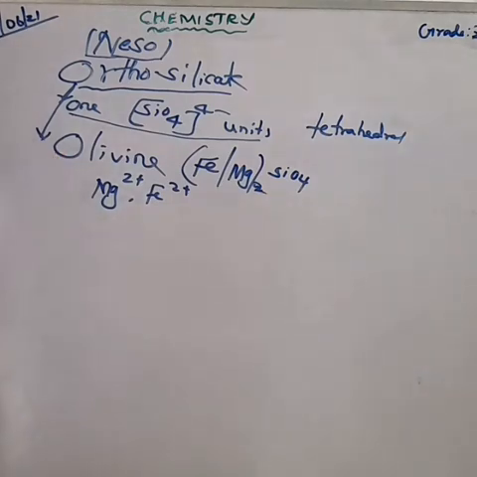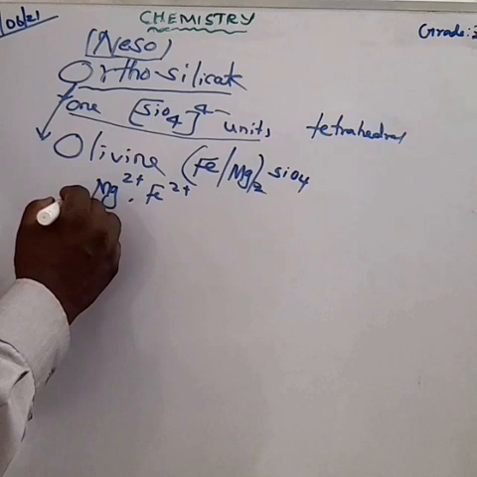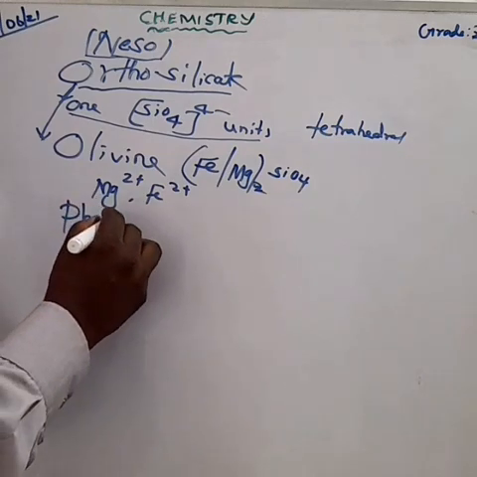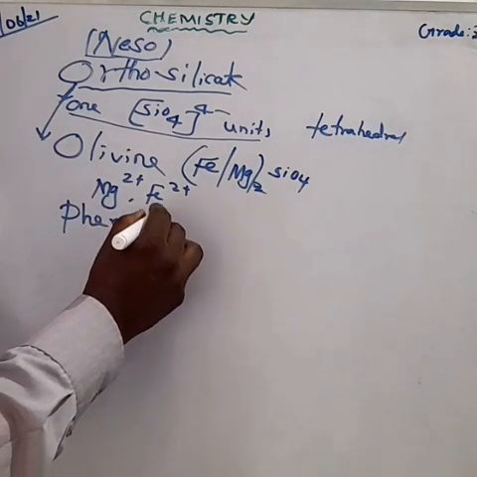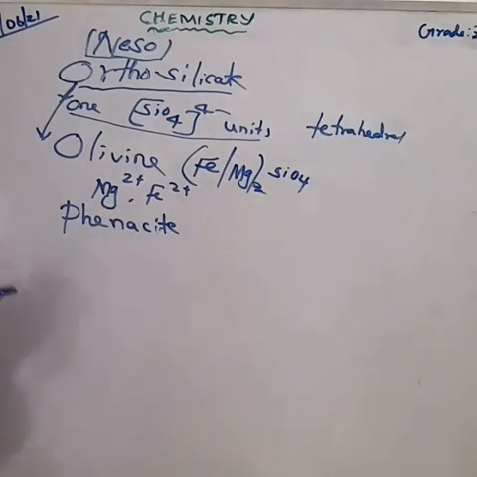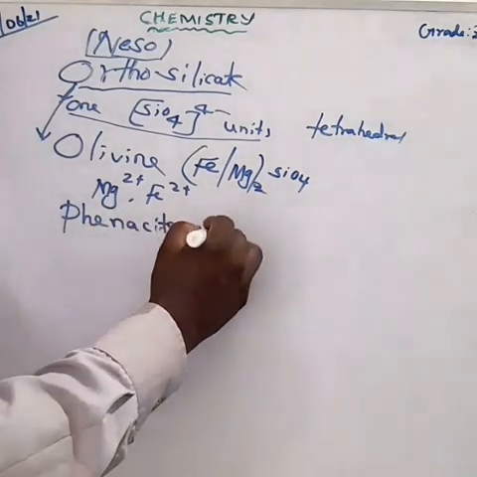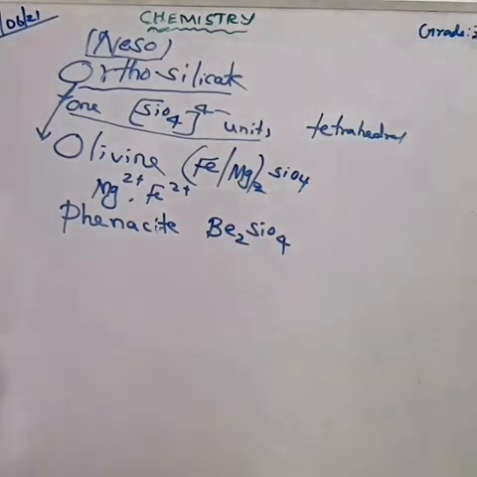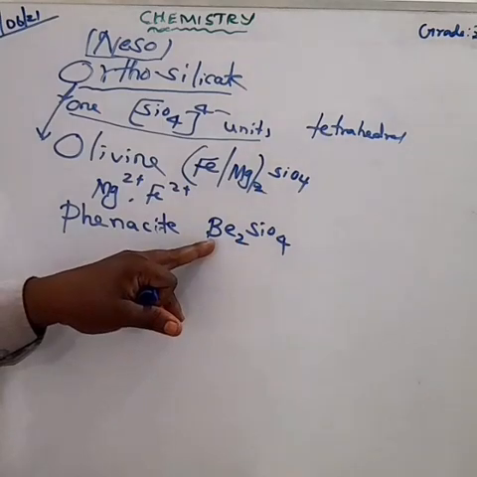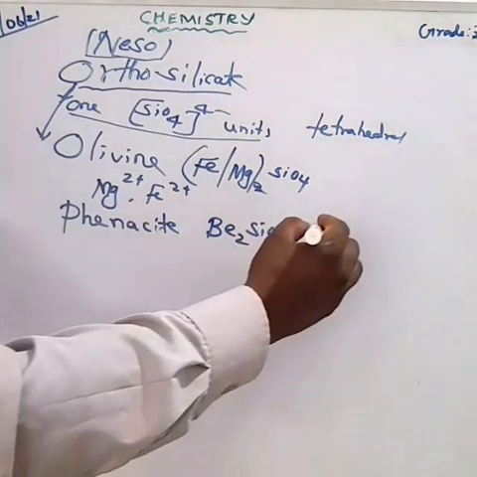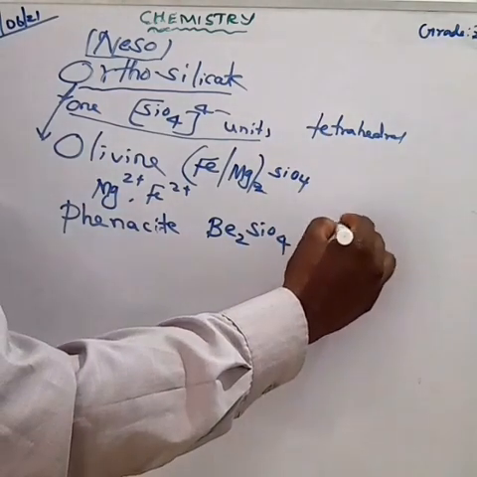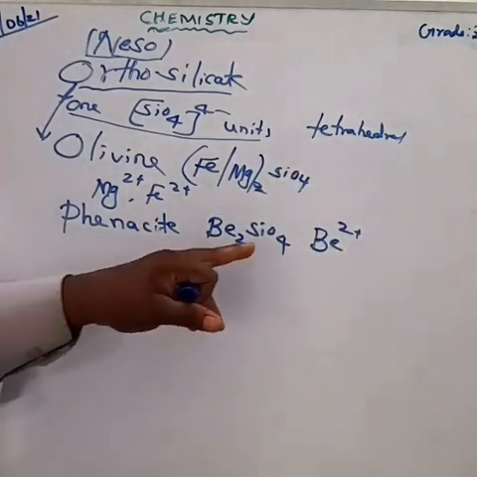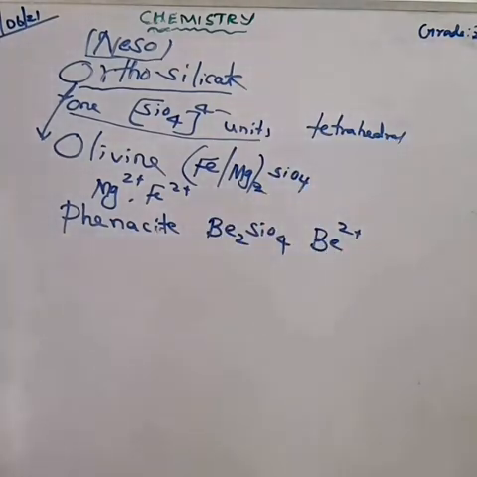What is one more example here? Phenacite. The formula is Be2SiO4. Be means beryllium. The beryllium 2 plus cation is one of the ions, and it is tetrahedrally surrounded by oxygen ions.